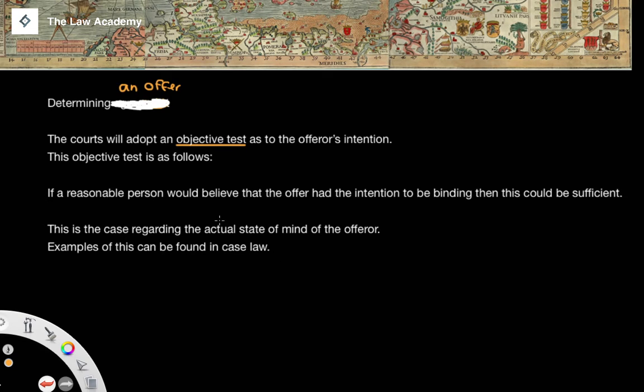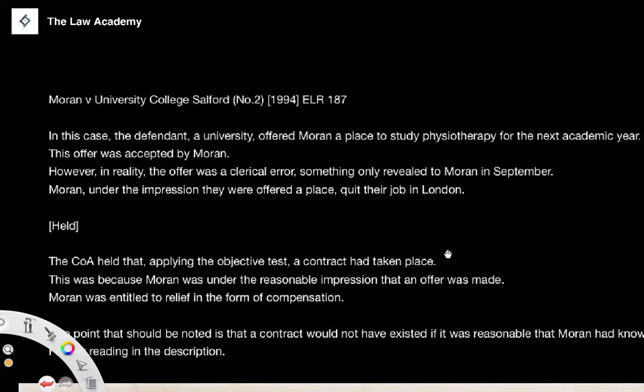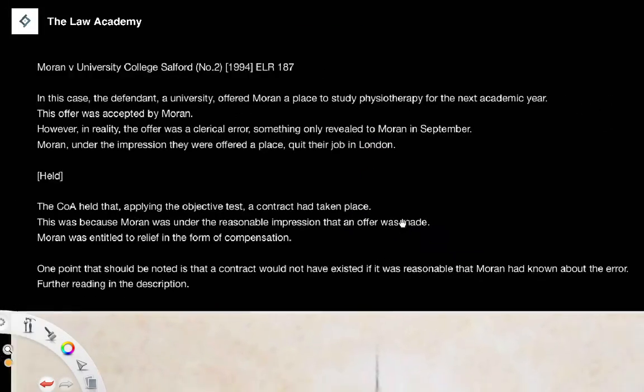then this could be sufficient as a valid offer. There are a number of examples where an offer is made unintentionally, mistakenly. But the problem is, when we apply the objective test, if the offeree, the person receiving the offer, reasonably believes that this had the intention of being a binding offer, then it could still be sufficient to create a contract between the two parties. And this can be seen in two cases that I've got here, and I'll list a couple more below if anybody wants more, and I'll also list links to these cases.